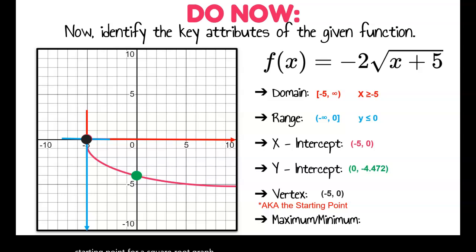Then finally, we look at if our graph has a highest point or a lowest point, and our graph does have a highest point. This is where it stops. It stops up at the top and goes down forever. So it would be a maximum. And remember that it is going to be the highest y value. So my maximum is 0. And remember that it is also the y value of the vertex.